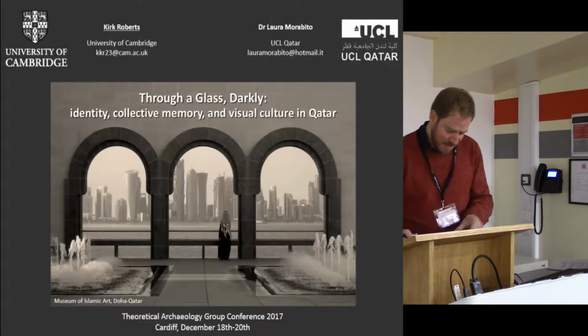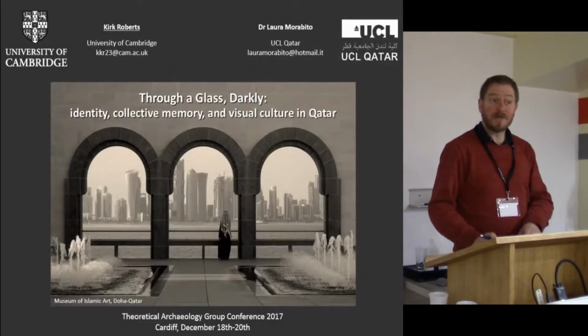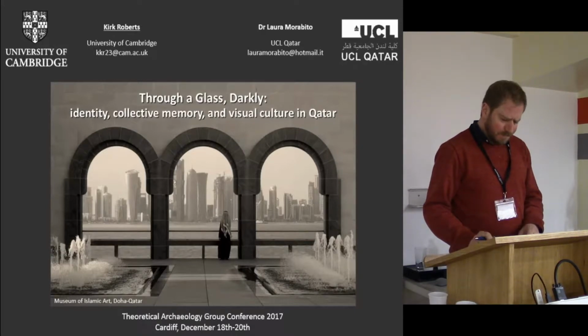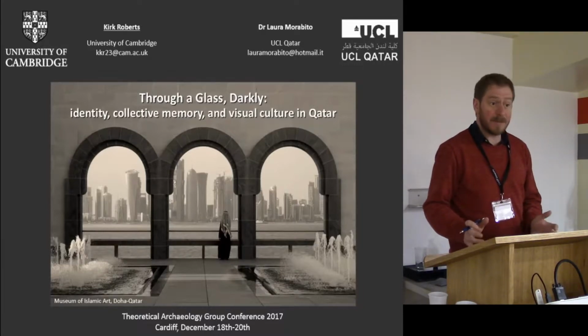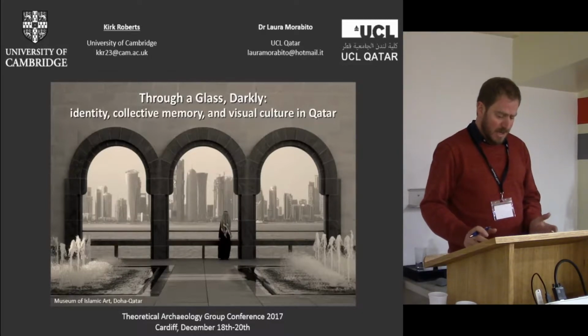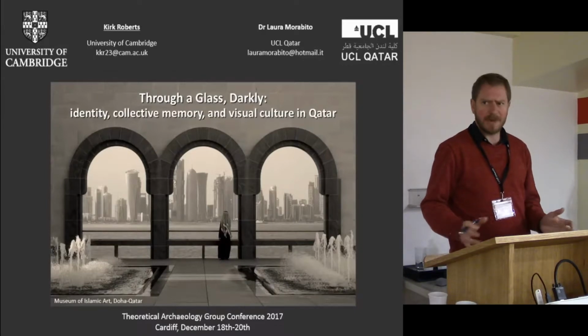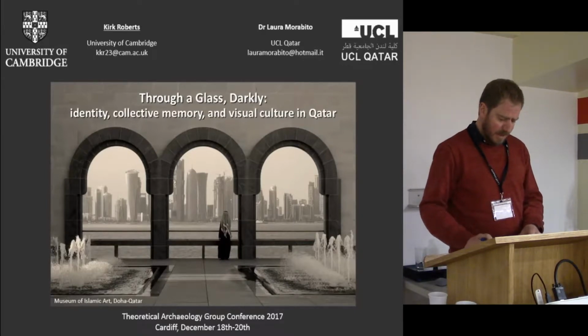Okay, thanks very much. So as the title of this presentation suggests, I'm going to speak a little bit about the ways in which identity and visual culture are mediated through the prism of contemporary politics and society. I'm going to use Qatar as an example. I'm going to look at some of the ways in which visual culture is often sculpted towards a particular ideal, and we're going to examine some of the reasons why that happens.